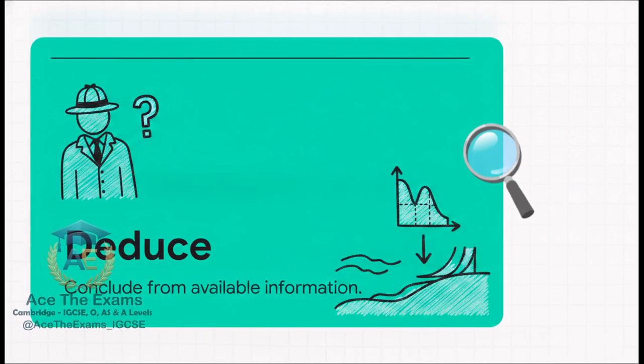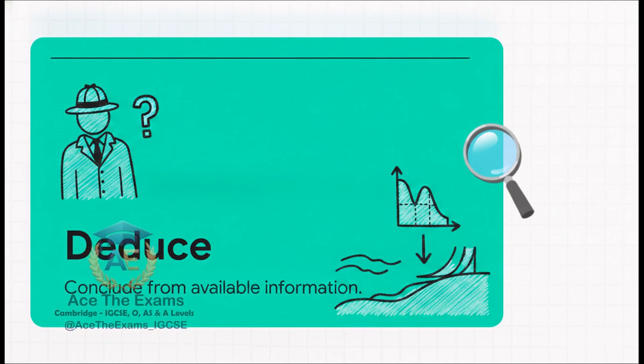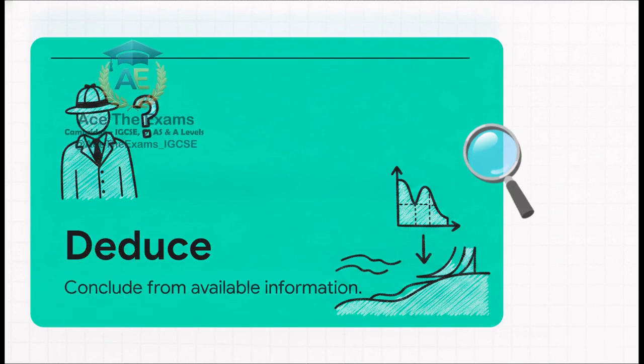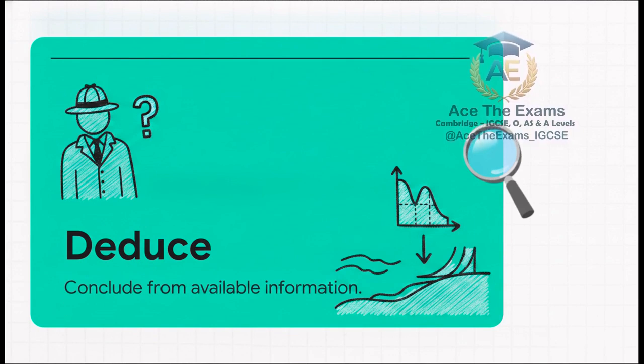Let's look at one final, incredibly tricky command word before we consolidate our ultimate system. Deduce. To deduce literally means to logically conclude something from the available information presented to you. When you see deduce, I want you to think of yourself as a physics detective. You don't necessarily need a calculator for a pure deduction.